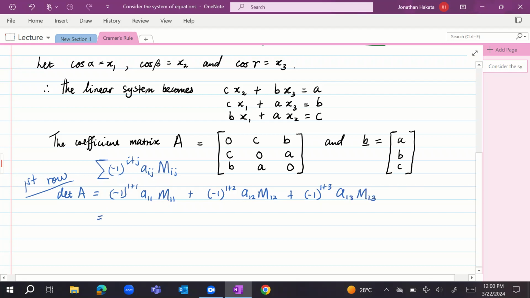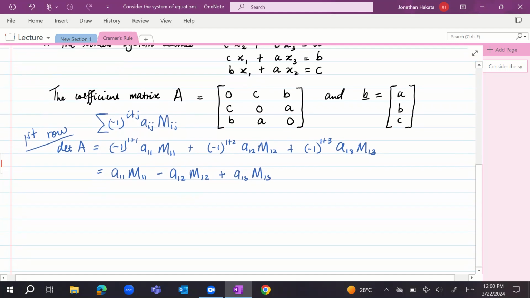Now if we simplify this, minus 1 to the power of 2 becomes positive, so we remain with a11 M11 minus, because minus 1 to the power of 3 is an odd power, so you get a minus 1. So this should be a12 M12, and lastly 1 plus 3 is 4, and 4 is even, so minus 1 raised to an even number becomes positive, therefore we have a plus a13 M13.